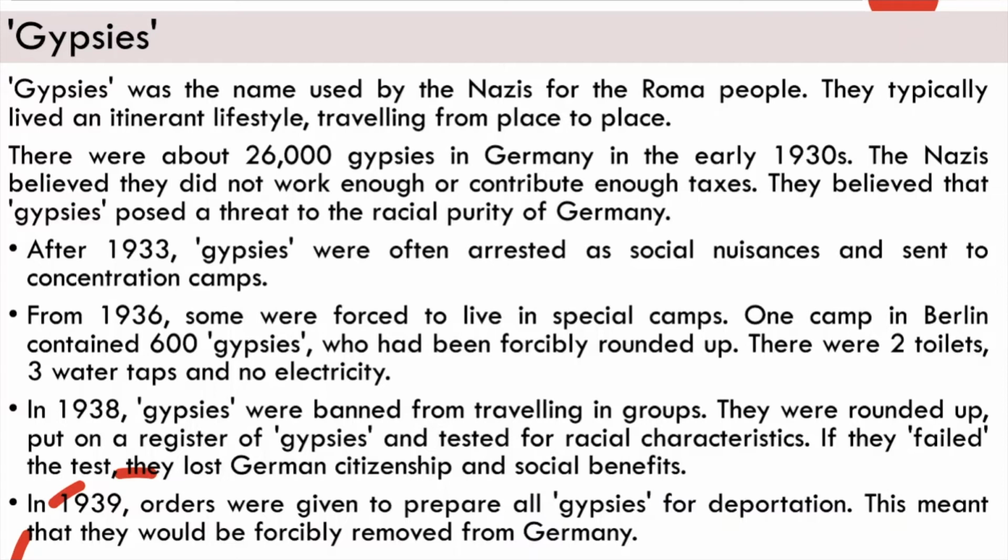In 1938, Gypsies were banned from travelling in groups. They were rounded up and put on a register of Gypsies and tested for racial characteristics. If they failed the test, they lost German citizenship and social benefits. In 1939, orders were given to prepare all Gypsies for deportation. This meant that they would be forcibly removed from Germany. Pause the video, work out what you're going to plot for the persecution that Gypsies faced.